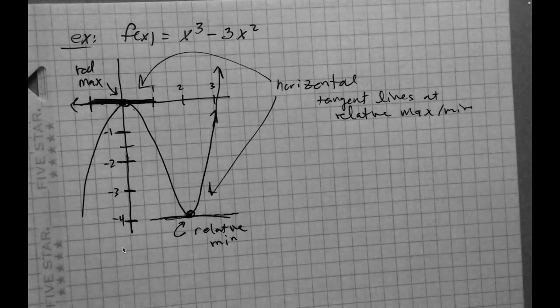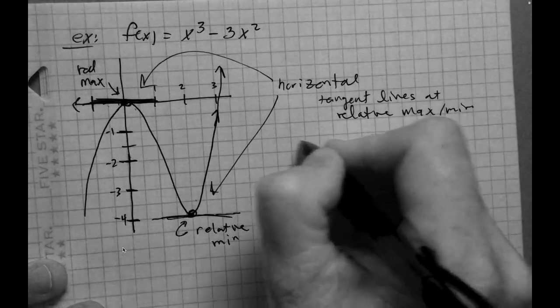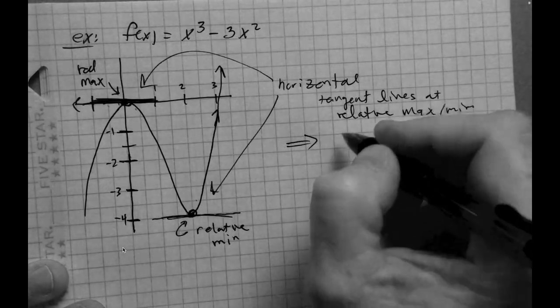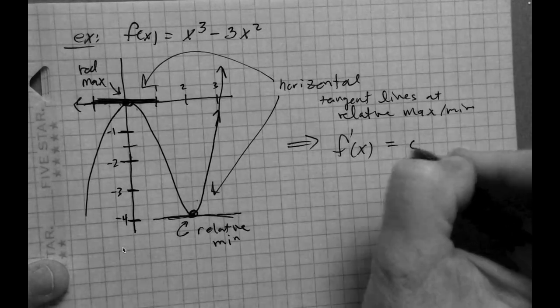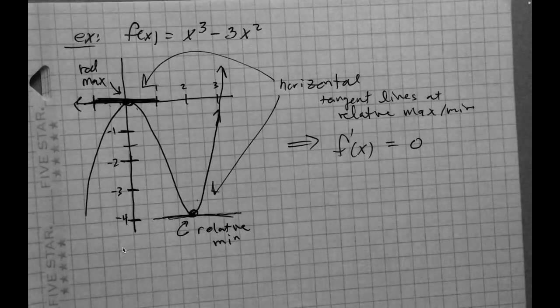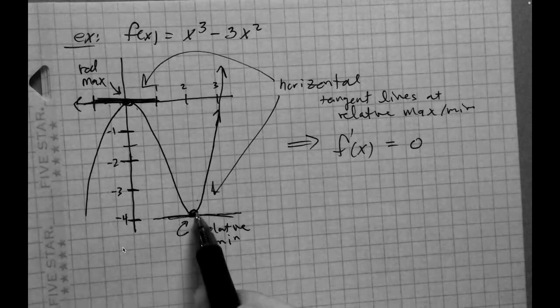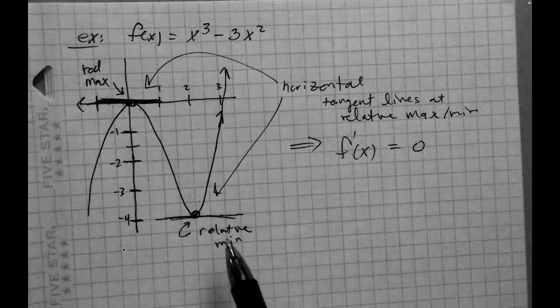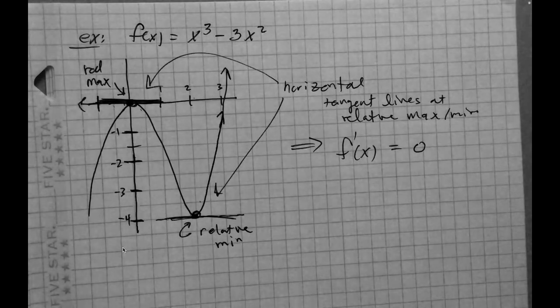That should make sense. So what does it mean when you have a horizontal tangent line? Well, that implies that the derivative value at those points is equal to 0. The maximum and minimum points have a tangent line of slope 0, so the derivative evaluated at this point, which looks like it's 2, is going to be 0, and at this other point the derivative would also evaluate to 0.